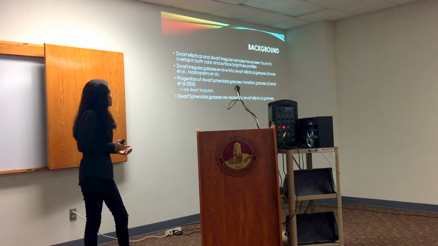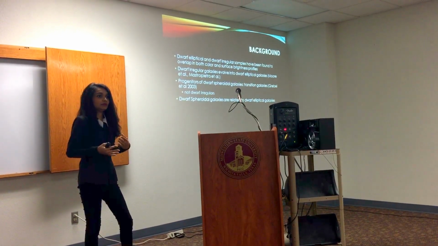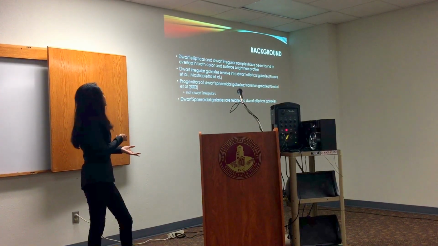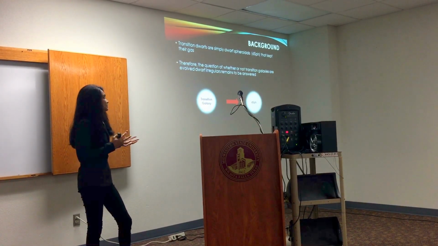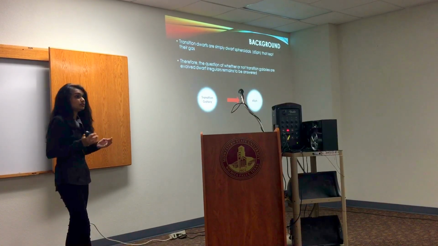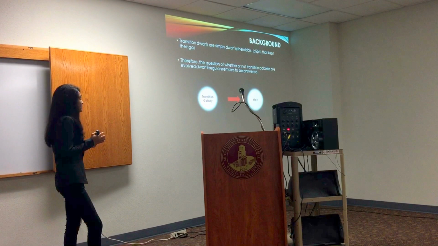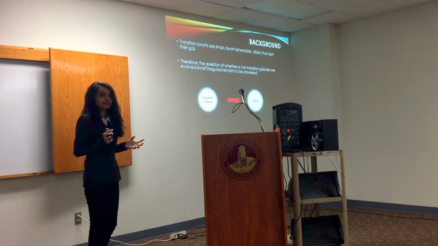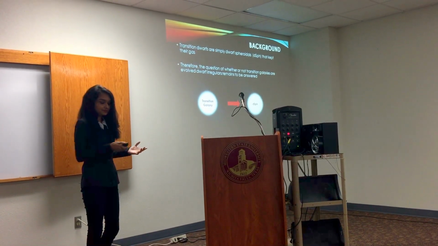And dwarf spiral galaxies and dwarf elliptical galaxies also have been found to be related to each other. So, moving back to transition galaxies, these transition dwarfs are simply dwarf spirals that keep their gas. Therefore, the question of whether or not transition galaxies are evolved from dwarf irregulars remains to be answered.